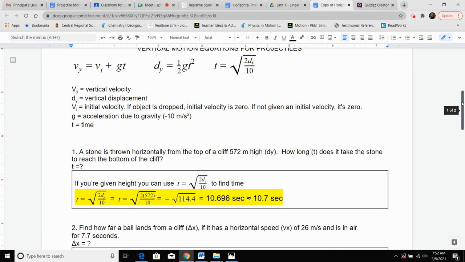So in the next problem, it asks you to find how far a ball lands from a cliff if it has a horizontal speed of 26 meters per second and is in the air for 7.7 seconds. I even put next to the problem what everybody stands for. That way you're like, oh, thank you, Mr. Lombardo, because now I know what I'm solving for.